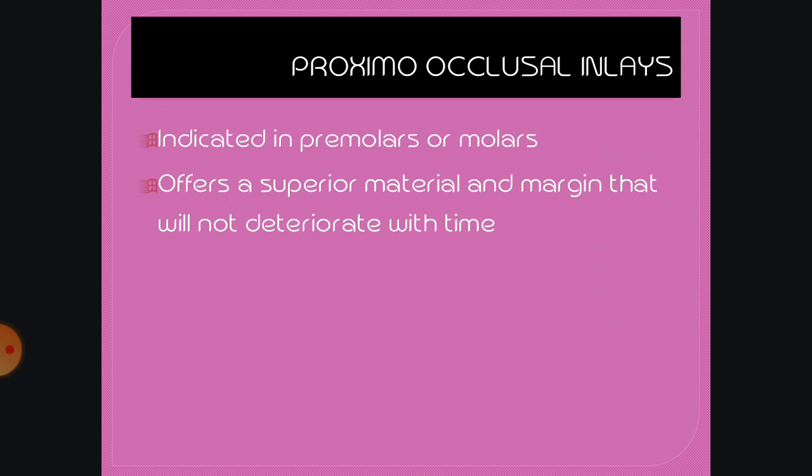The advantage of an inlay over an amalgam restoration, as I have told earlier, is that it is indicated in all cases wherein you can give an amalgam restoration. But the advantage of an inlay over amalgam is the superior material, and the margin of the inlay will not deteriorate with time. That is the advantage of an inlay over an amalgam restoration. You are casting the restoration, so there is always a chance that you get a better metal with no voids. So the strength will be better, the margin will be better, and it won't deteriorate with time.